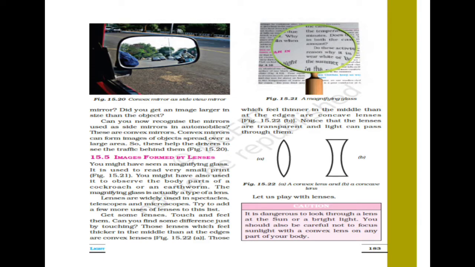So what is written is that the convex mirror will form an image of objects which are spread over a large area. It can show the image of objects spread in a large area, and hence in the side mirrors of vehicles the convex mirror is used so that the driver can easily see the traffic behind. So this is what a convex mirror is. With this we have completed spherical mirrors.